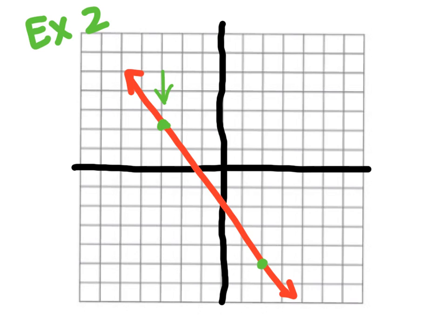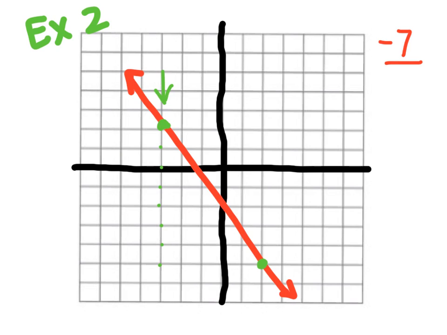Now it looks like we need to go down, which makes sense because we said our slope is going to be negative. So let's count how many we need to go down to be in line with the next point. 1, 2, 3, 4, 5, 6, 7. I had to go down 7, so that means my numerator is a -7.